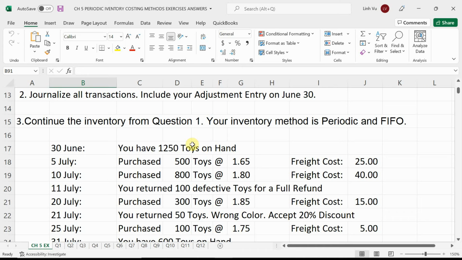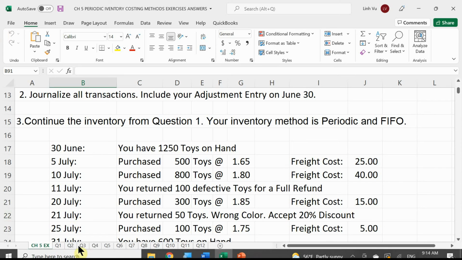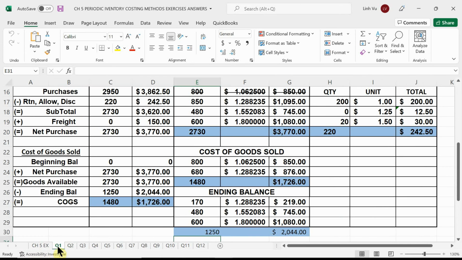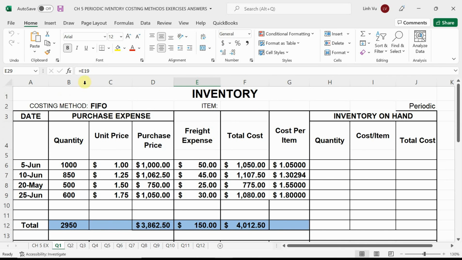But this time, we have beginning inventory, because we're going to carry over what we had on June 30th, which is a total of 1,250 toys on hand. Let's take a look at those 1,250 in question 1. Here is our 1,250. We have our first batch of 170, our second batch of 480, and our last batch of 600.